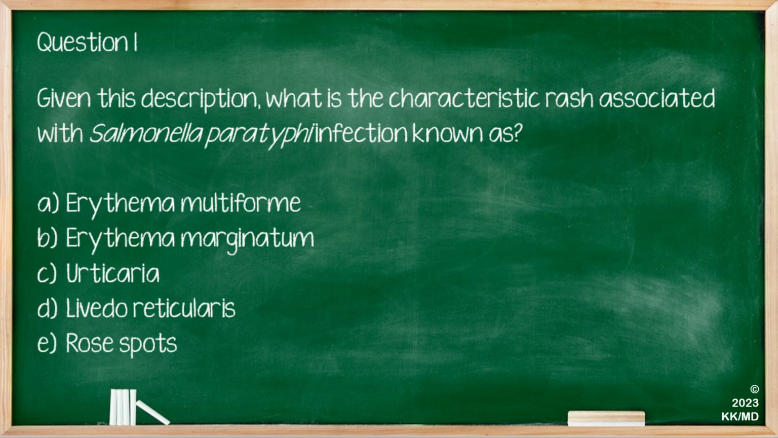Options are A, erythema multiforme, option B, erythema marginatum, option C, urticaria, option D, livedo reticularis, and option E, rose spots. If you were listening, you would realize that this is classically describing the characteristics of rose spots, which are these faint pink spots typically affecting the abdomen and lower chest. They are slightly raised and they classically disappear on pressure. So the correct option is going to be option E.